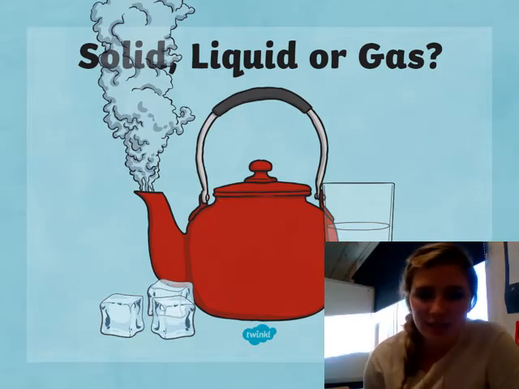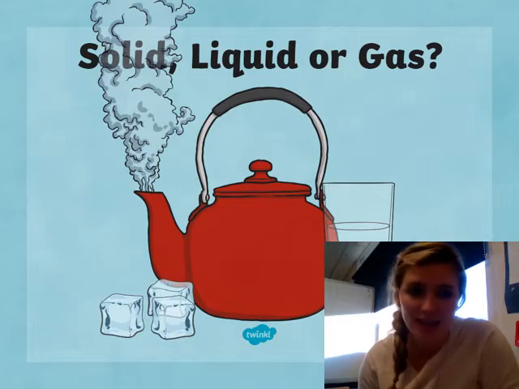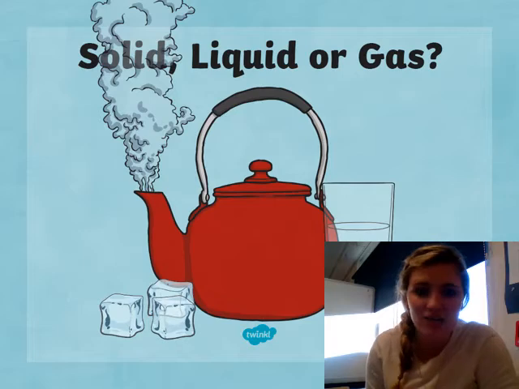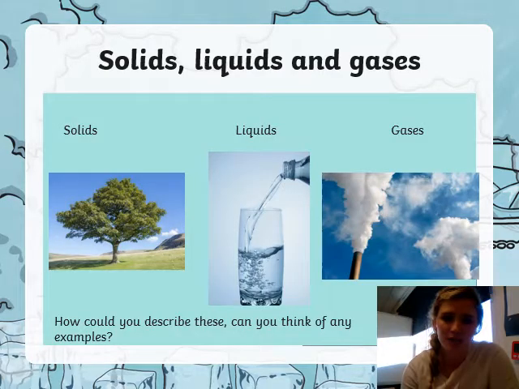So today we're going to be continuing looking at solids, liquids and gases. Now I know we've started to look at this, but obviously we're going to progress on to looking at what states of matter are and actually the features of each of these and really understand these. So what is a solid, liquid and a gas?